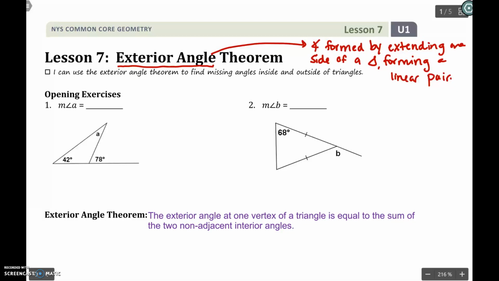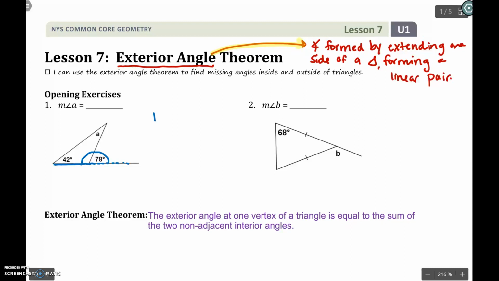An exterior angle is an angle that's formed by extending one side of a triangle, forming a linear pair. So if you look at these opening exercises, we can understand the theorem a little better. An exterior angle is one where if you take a side of a triangle and extend it, you're going to form a linear pair. The 78 is an exterior angle.